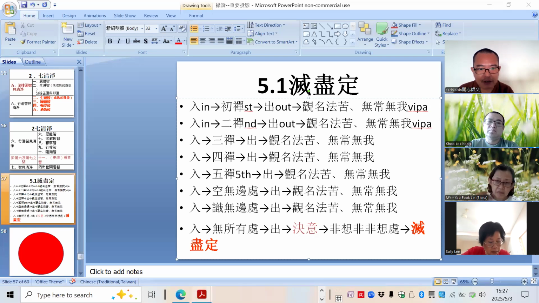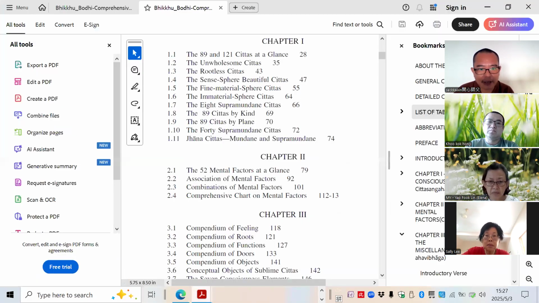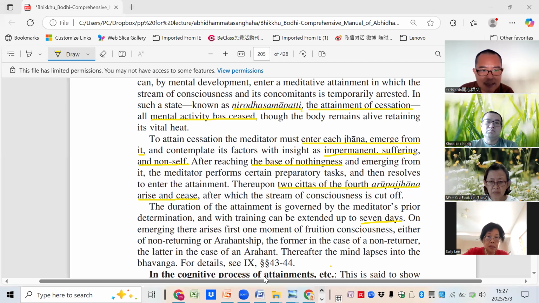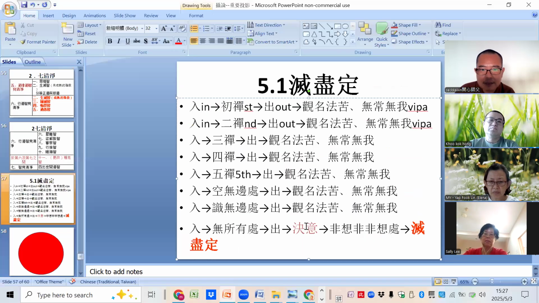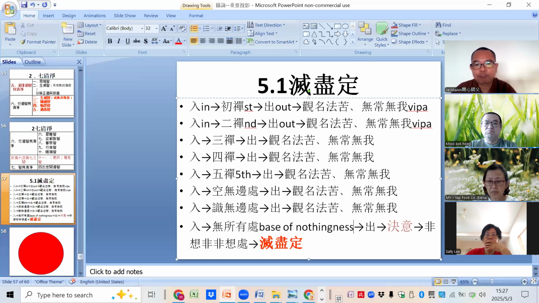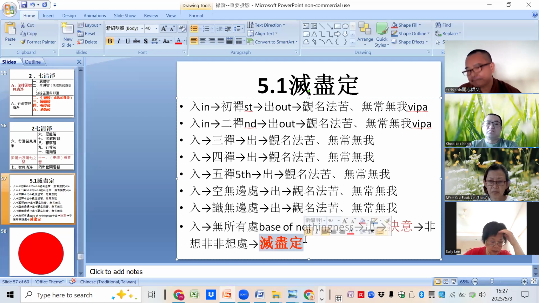According to the diagram, class, let's take a look. The last one is the base of nothingness. You have to come out from the base of nothingness. So you go in again to the base of nothingness, you come out, and then you go to the base of neither-perception-nor-non-perception, and then you go to the Nirodha Samadhi.